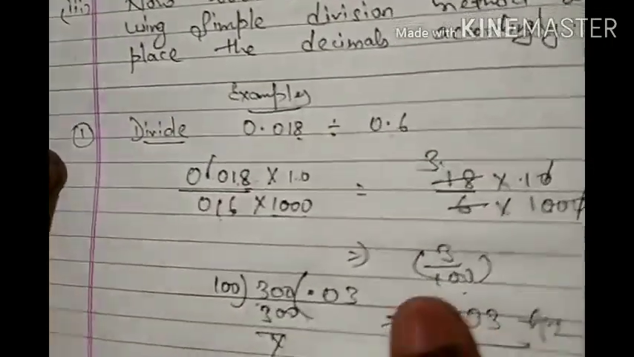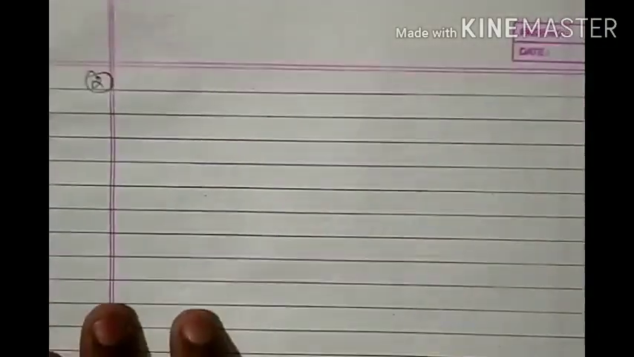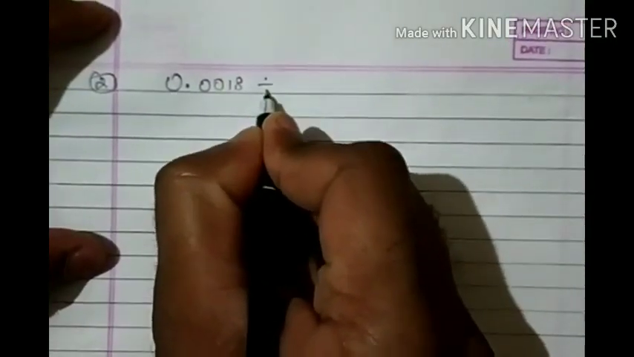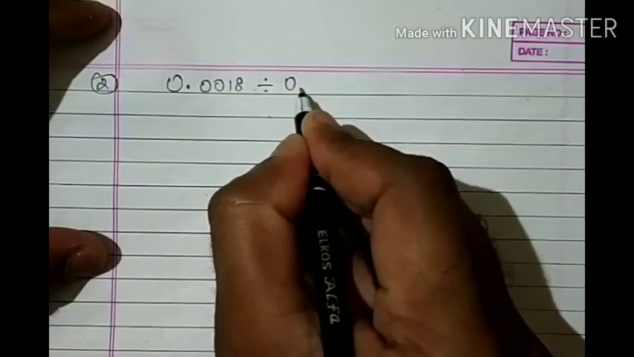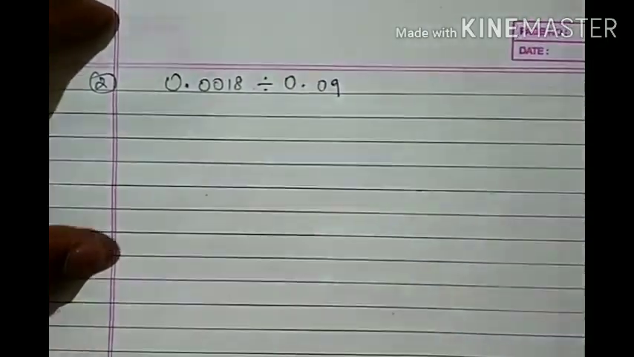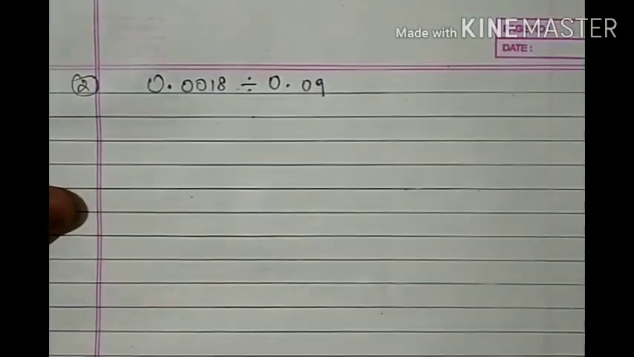This was the first example. Let's move on to the next example. Example 2. 0.0018 divided by 0.09. I hope you all can solve this.